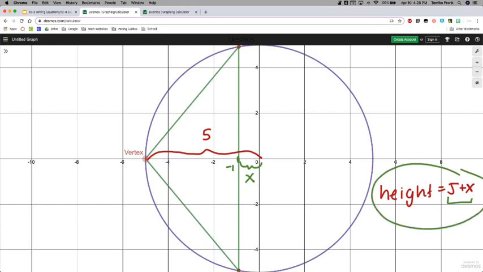So please use 5 plus x as the height of that triangle. I will let you figure out what the value of the base is, but that's my hint for number 4.